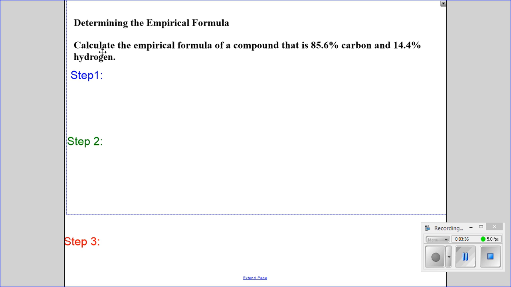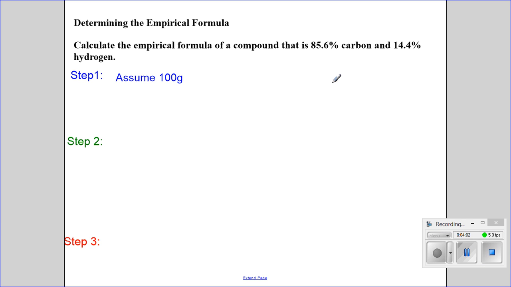Okay, so here we have a problem. It says determine the empirical formula, and what it's given us is percentages, compositions of our compound. So we know 85.6% of our compound is carbon and 14.4% of it's hydrogen, and it's asking us to turn it into the empirical formula. Well, there are some steps that we can do here that will always help us do this, and we need to write these down. Step one is that we assume we have 100 grams. Okay, so if I assume I have 100 grams, what's 85.6% of 100 grams?